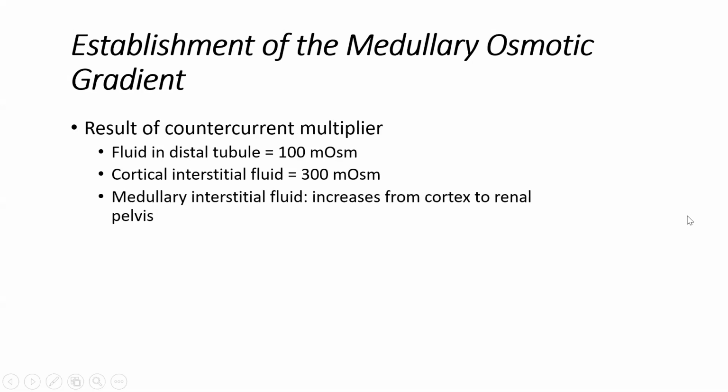So again, just to summarize here, the result of the countercurrent multiplier is so that the fluid in the distal part of the tubule has an osmolarity of 100, which is less than the fluid in the interstitial space of that cortical part of the kidney. Okay, so now we have that gradient, that medullary interstitial gradient.